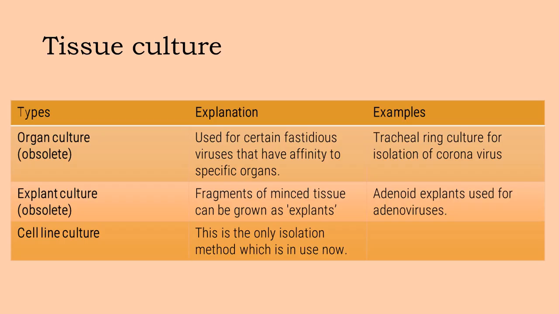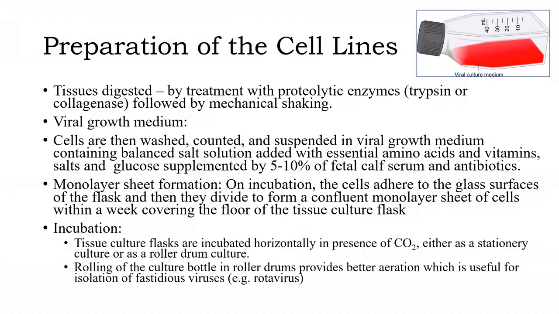Then you have the cell lines which are particularly used now. There, you take a particular tissue and use proteolytic enzymes to separate out the tissue properly, and the cells are washed and counted and suspended in a growth medium which contains all the essential nutrients which allow the cells to be alive and active. Then the cells are adhered to a glass surface in a flask. Just like we call it a culture plate in bacteriology, here we call it a flask. In that, a single layer of cells is layered and incubated in the presence of carbon dioxide, and you can allow the virus to grow in that particular cell line.